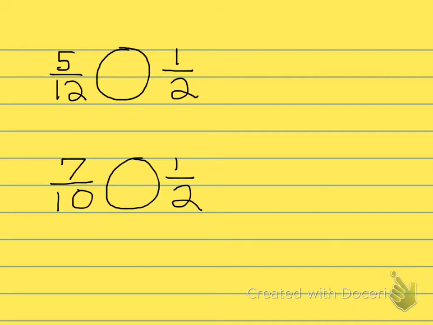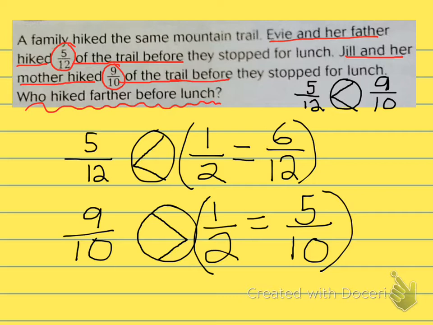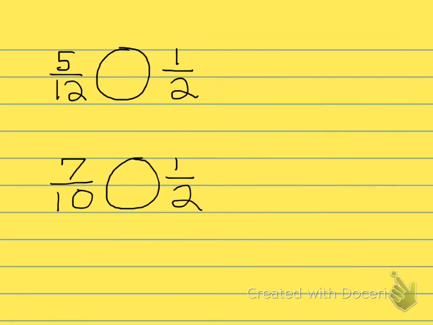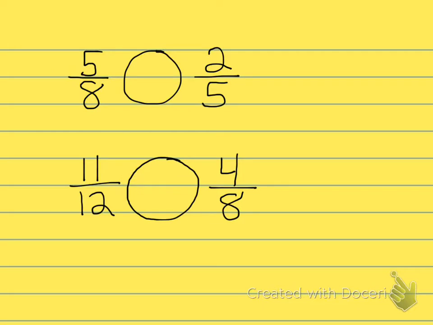Use the same procedure to compare 5/12 to 1/2 and 7/10 to 1/2, meaning use the procedure you see on this page where I make 1/2 equal to the other fraction to determine which one's greater or less than 1/2. Do the same for both of these comparisons. And then you are done.